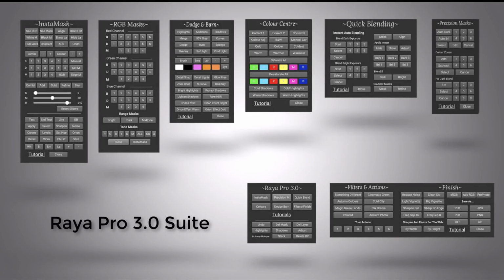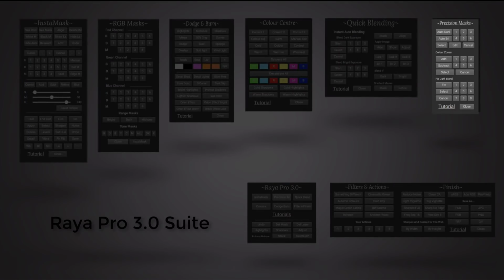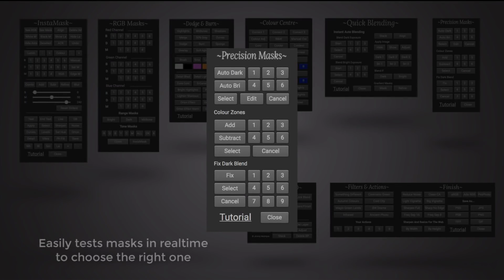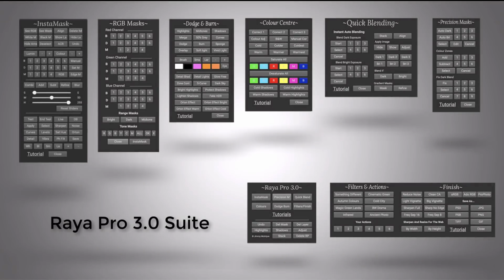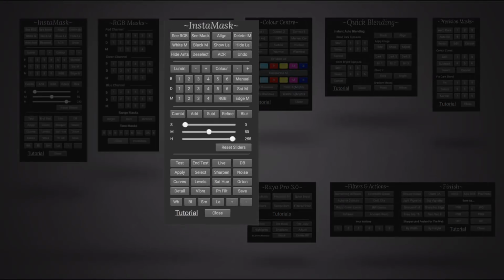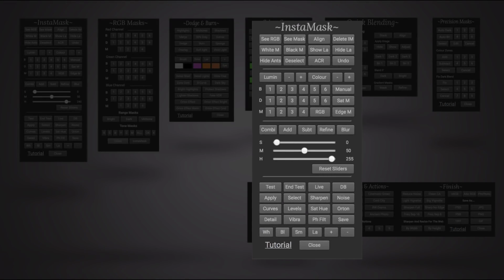Now, if you want to progress from beginner exposure blender to intermediate, then we'd move on to precision masks. And this is where we can cycle through masks on our images in real time to see how those masks affect the image. And when we're ready to move on to something more advanced, we have InstaMask, the most advanced mask generator in the world.